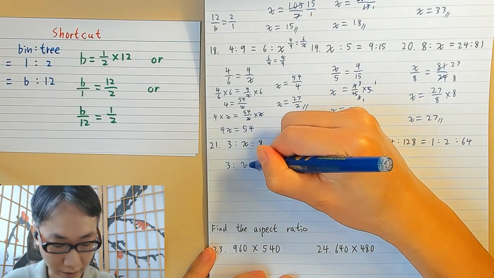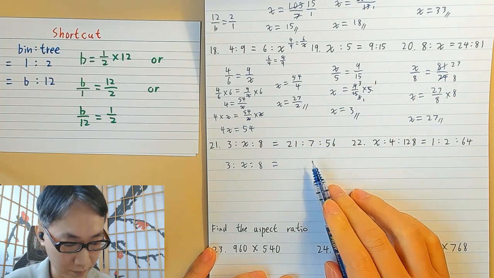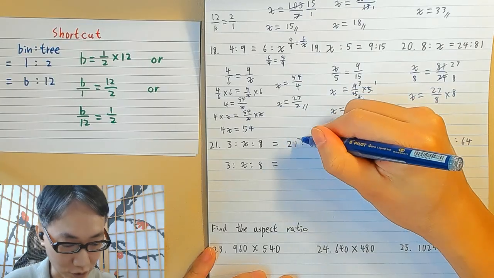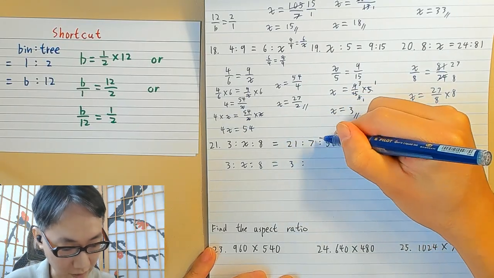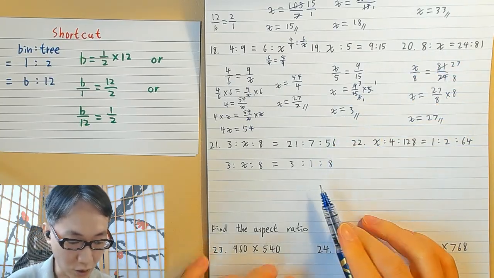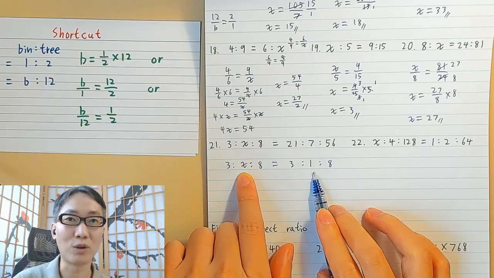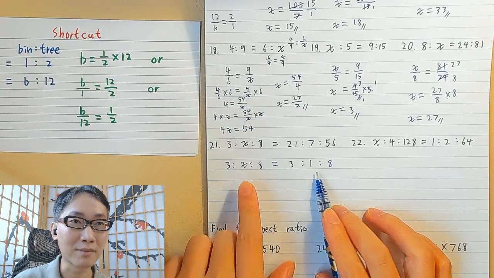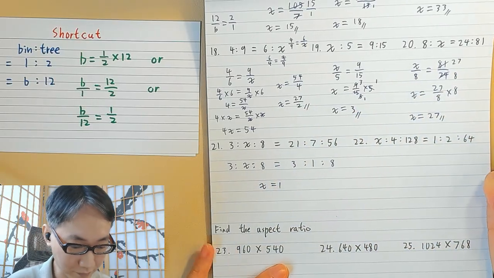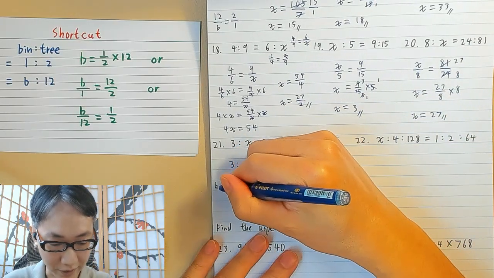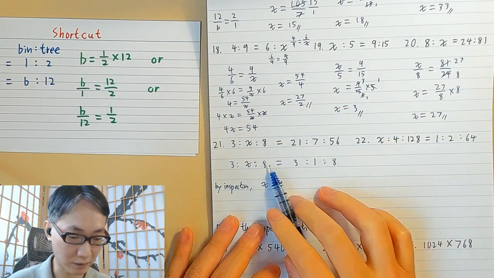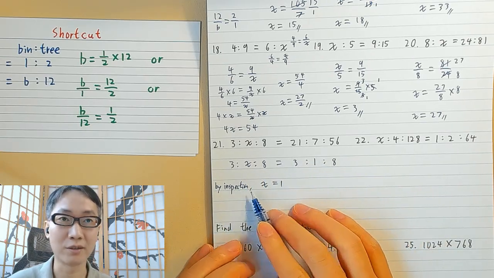So 3 to x to 8 is equal to, the HCF is 7. So 21 divided by 7 is 3, 7 divided by 7 is 1, 56 divided by 7 is 8. Which means x is 1 by inspection. So x is equal to 1. We also write 'by inspection', but when it's very obvious, then we don't even have to write this.